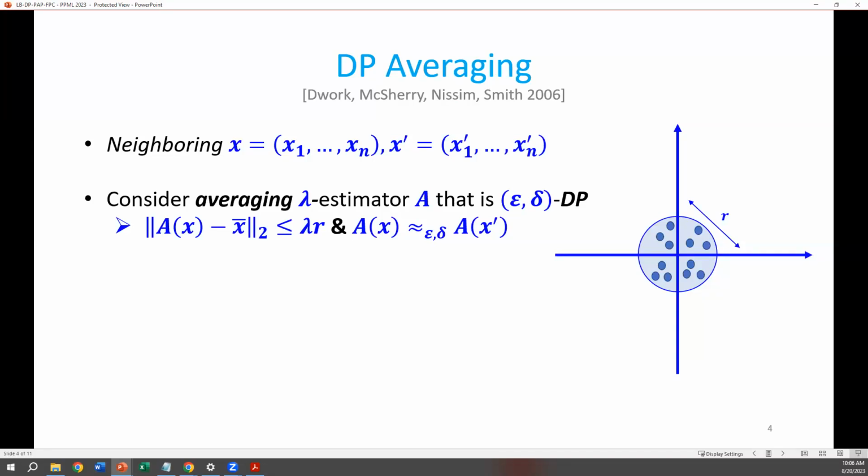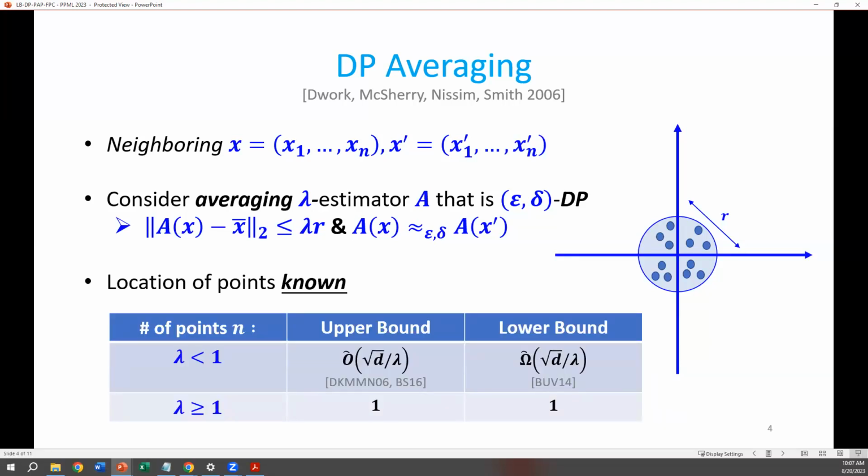In the differentially private variant of the averaging problem, we also require that for every two neighboring sets of points that differ in exactly one point, denoted by x and x prime, the outputs of the lambda estimator A on the sets of points x and x prime are epsilon-delta similar, according to the definition of epsilon-delta differential privacy.